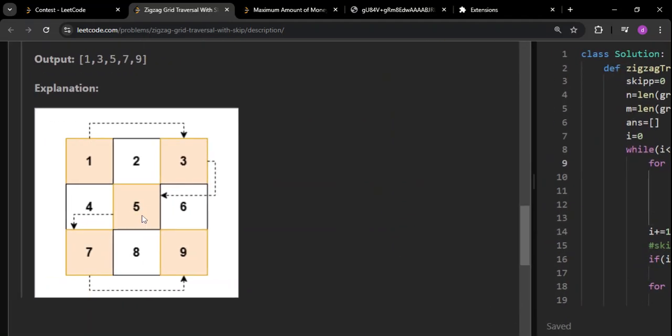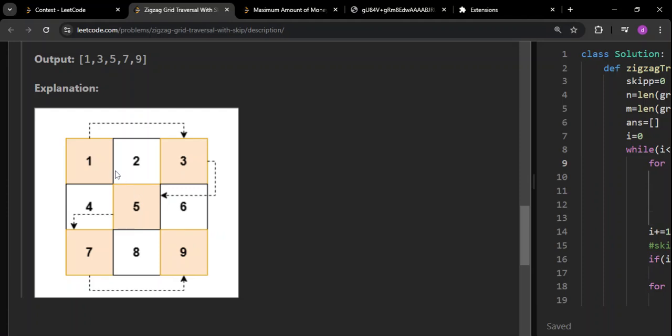If you see, in the first row, as I mentioned, we go left to right. In the second row, right to left. In the third row, again left to right. In the fourth row, again right to left, and so on. Now when you're doing the traversal, you will be going through the elements, for example, 1 2 3, then 6 5 4, and then 7 8 9. This is going to be the traversal order.